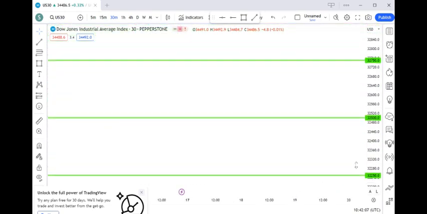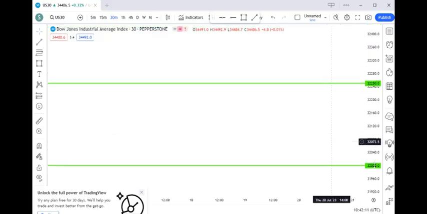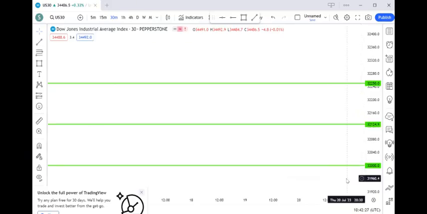So we start here at the bottom. Our first key level is on 32,000. Now we want to add 125. So we come to 32,125. Draw a horizontal line at 32,125.